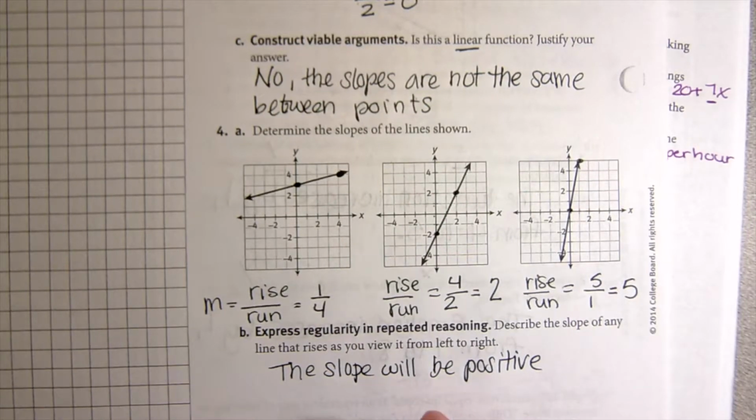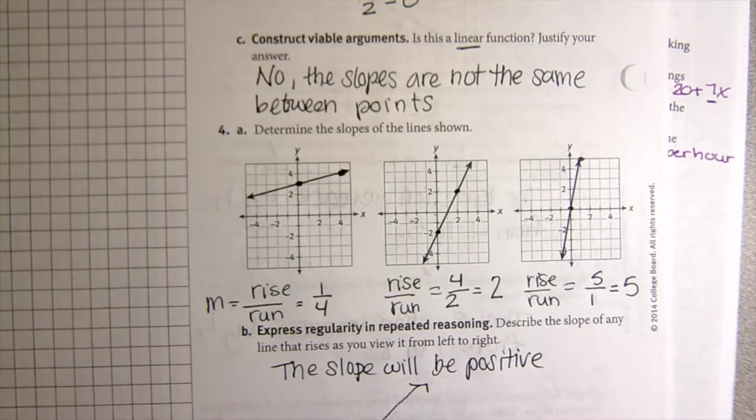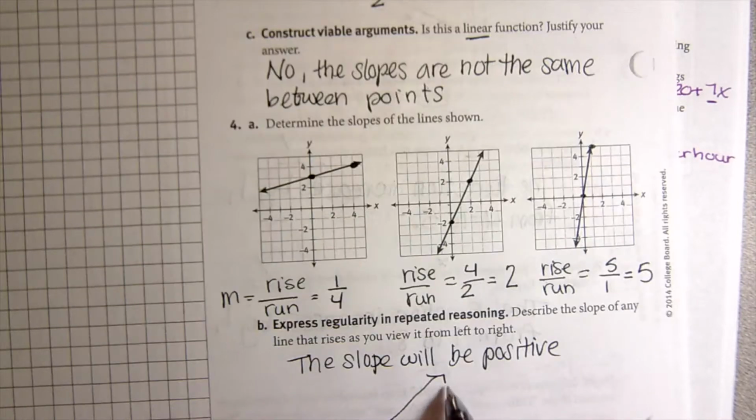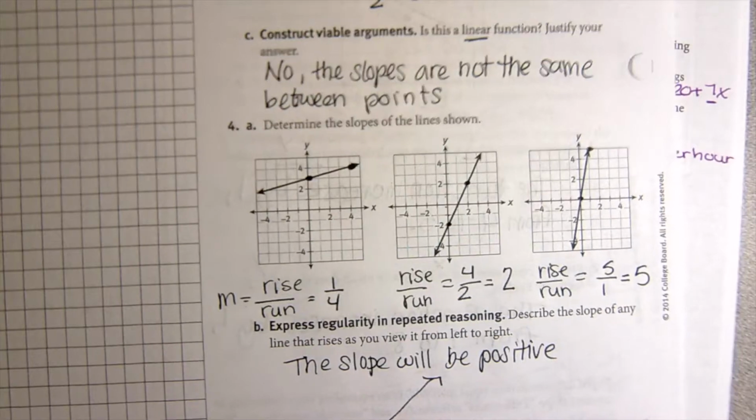And so any line that rises as you read from left to right, just like you read words in a book, we read from left to right. Graphs are just the same. So if it's going up, that's going to have a positive slope.